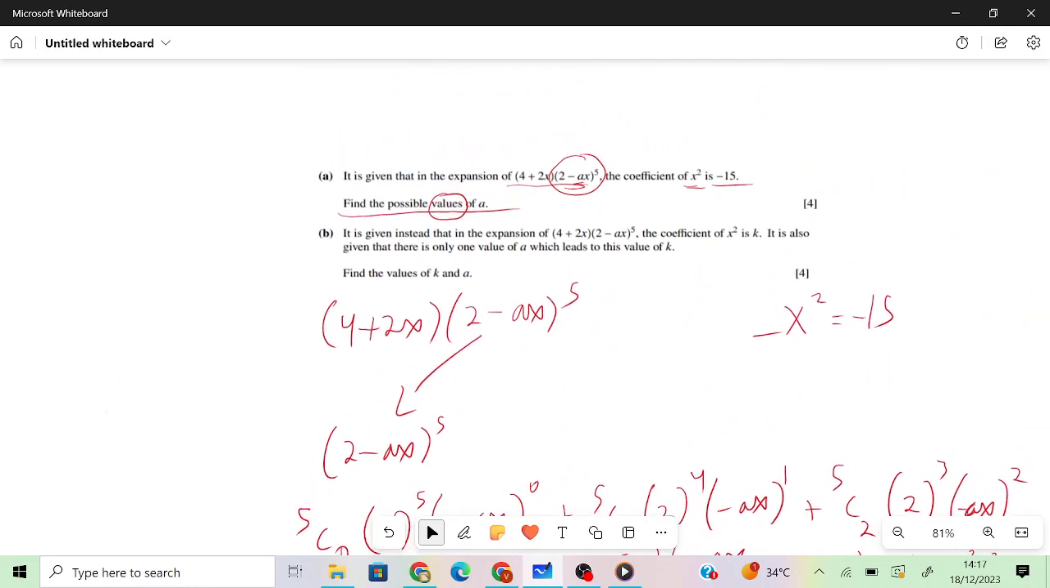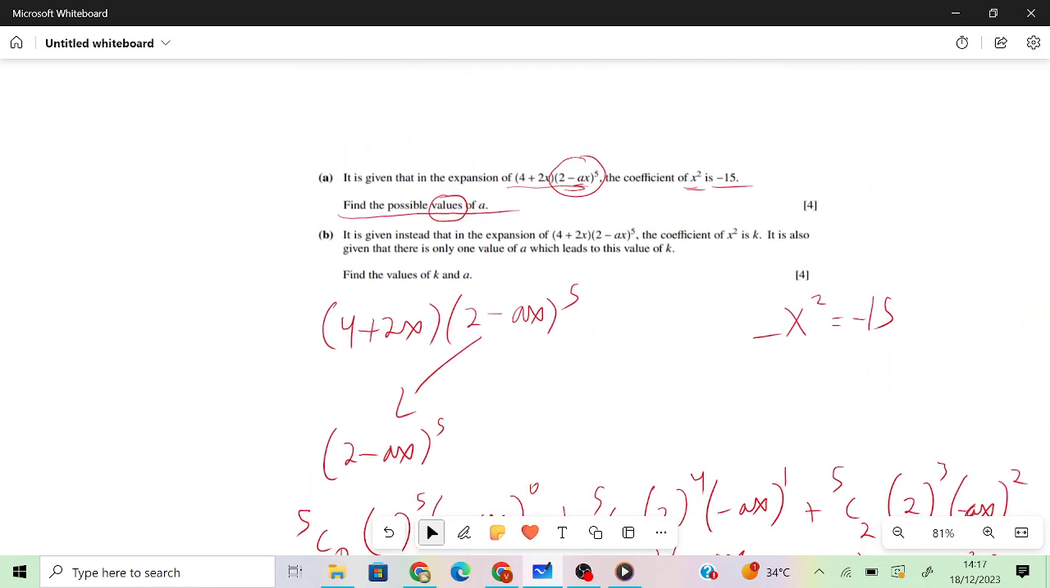Part B says it is given instead that in the expansion of 4 plus 2x and 2 minus x all raised to the power 5, the coefficient of x squared is k. It is also given that there is only one value of a which leads to this value of k. Find the values of k and a. So from part A, it's basically the same thing, they just changed the coefficient of x squared. In part A it was minus 15, in part B it's given k.